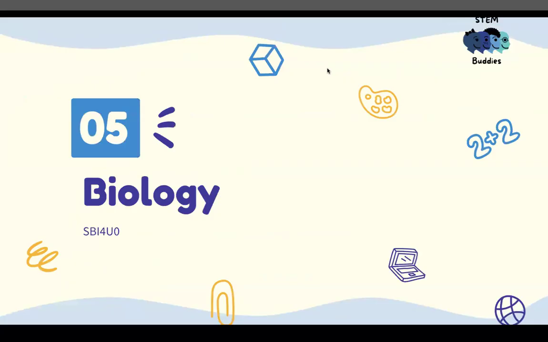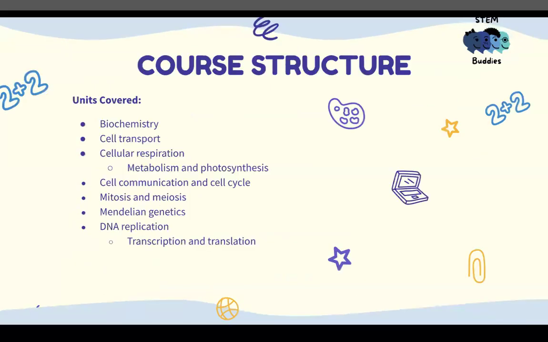Okay, so next I'm going to go into a little bit about how to do well in biology. It's been a while since I've done biology, but some units that your teacher might cover include biochemistry, cellular transport, cellular respiration. So this is the Krebs cycle and photosynthesis, cell communication and the cell cycle, mitosis and meiosis, Mendelian genetics, and also DNA replication. So that's transcription and translation.